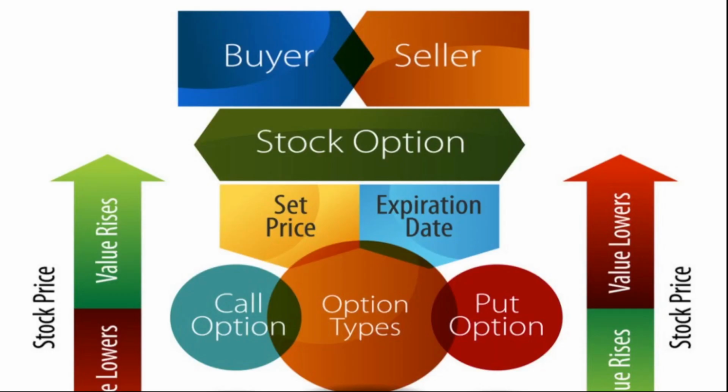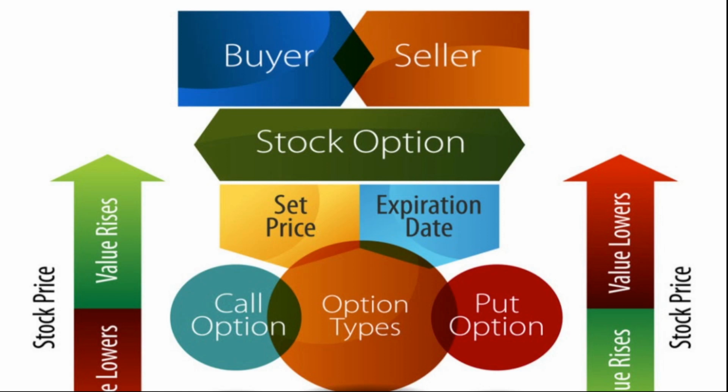Okay, so let's understand some of these different options. There are different styles. There are two different styles of options, American and European. American options can be exercised at any time between the purchase and expiration date. European options, which are less common, can only be exercised on the expiration date.